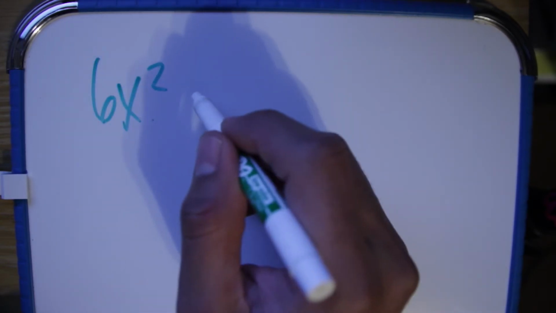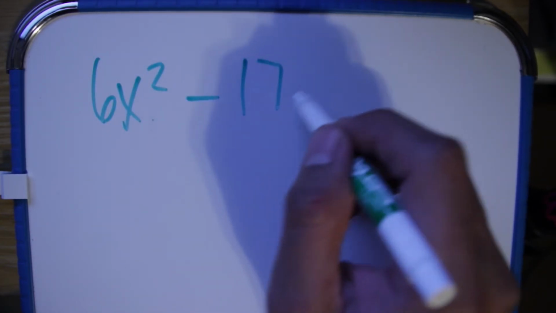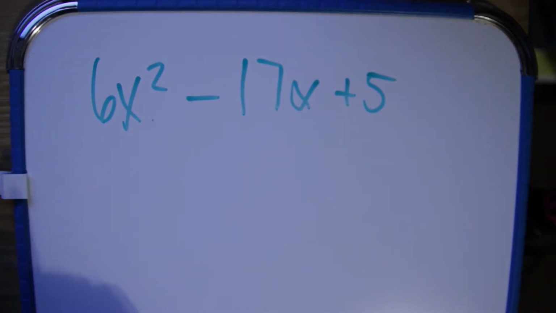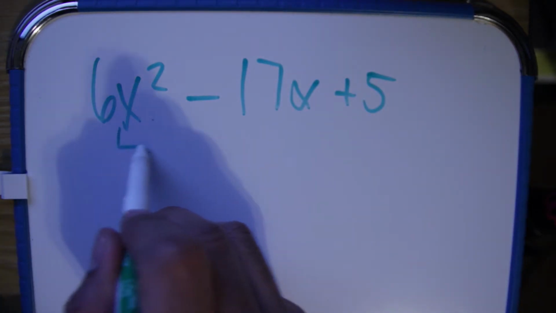So we're going to start with this problem. It's going to be a quadratic equation with a number in front of the squared variable. So we'll say 6x squared minus 17x plus 5. Now here's the shortcut. I learned this today.